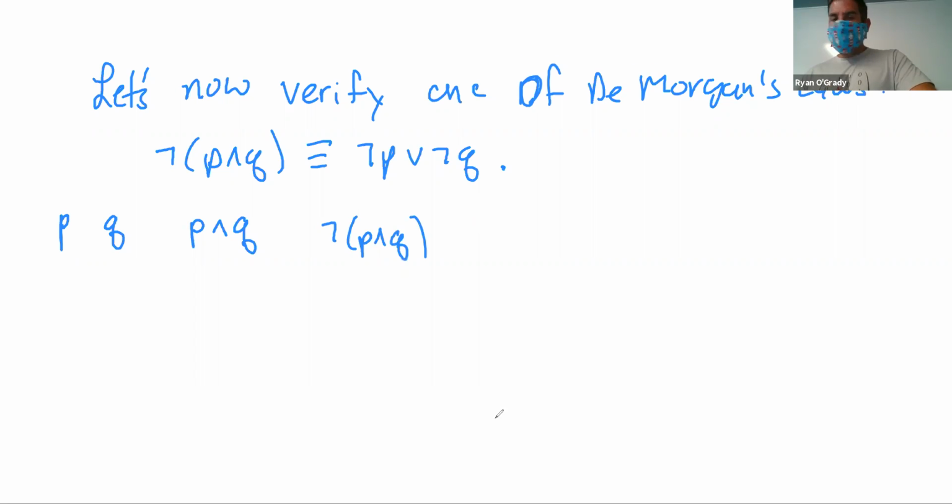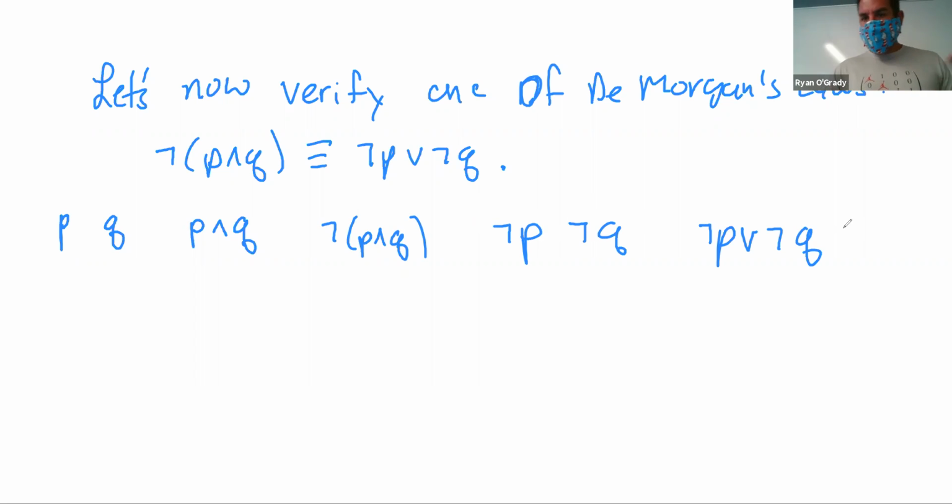So notice I'm going one piece at a time. Now on the right-hand side, what do I need? I need not P, I need not Q, and then I need the combination of them in terms of OR. So in my mind, I have 1, 2, 3, 4, 5, 6, 7 things that I have to build up to. Now, there's only 2 of them that I want to compare, but the way I've set this up, it's going to take 7 things.